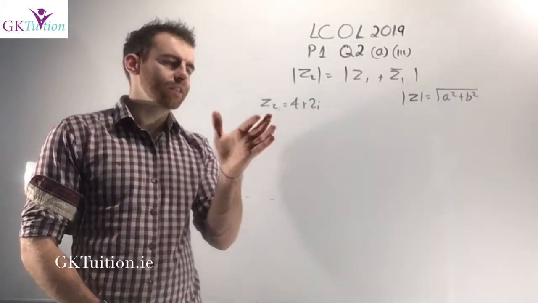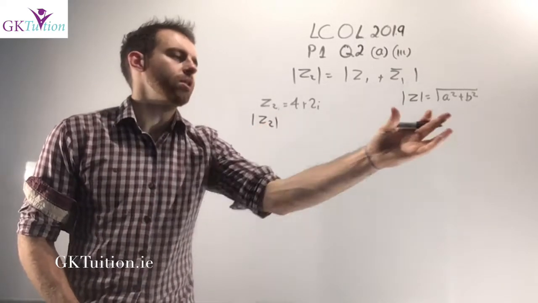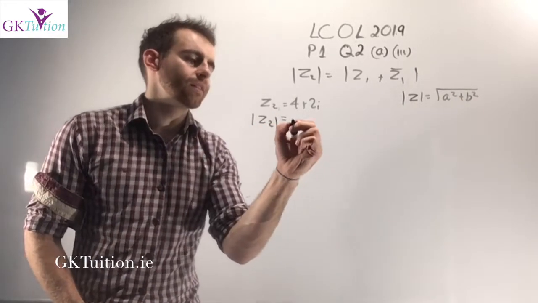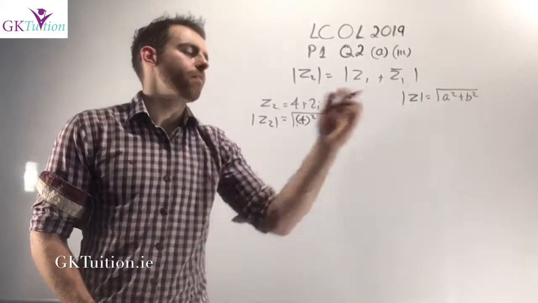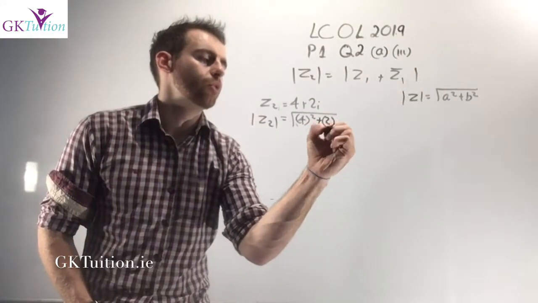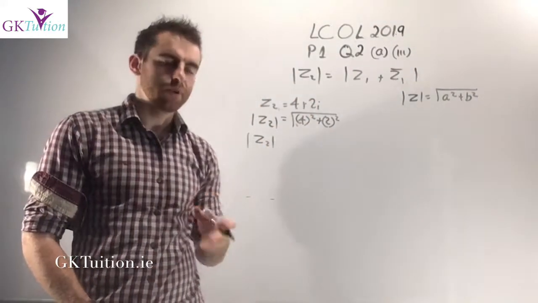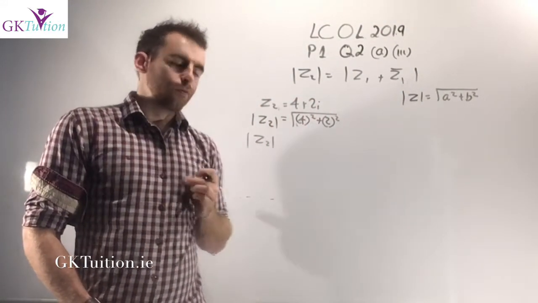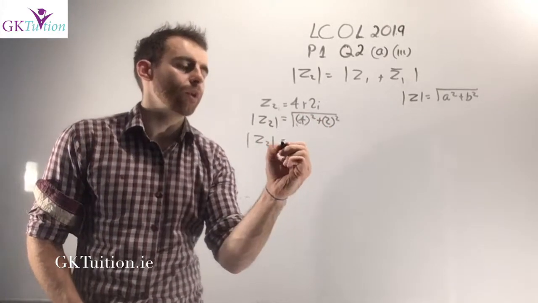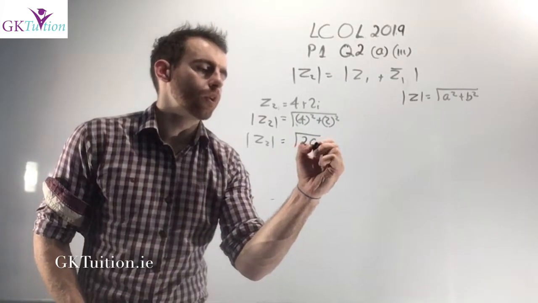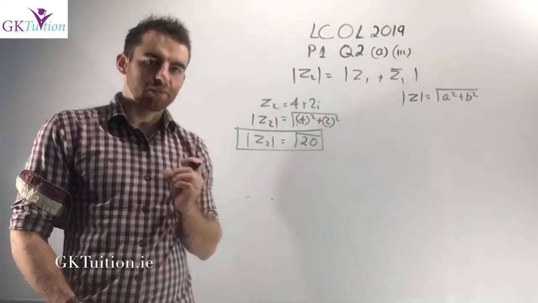We've worked out previously that Z2 is 4 plus 2i. So in order to get the modulus of Z2, I just need to sub into this formula. Instead of a squared, it's going to become 4 squared. And instead of b squared, it's going to become 2 squared. Notice the first number is the a, the second number is the b. 4 multiplied by 4 is 16, and 2 multiplied by 2 is 4. So this is 16 plus 4, which means the modulus of Z2 works out as the square root of 20. So that's the left hand side simplified fully.